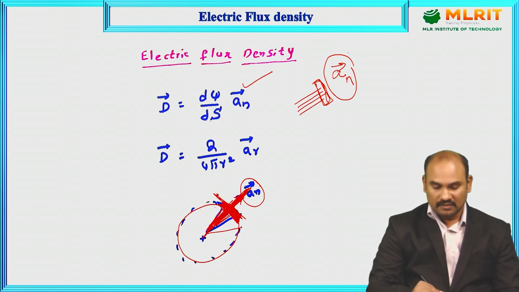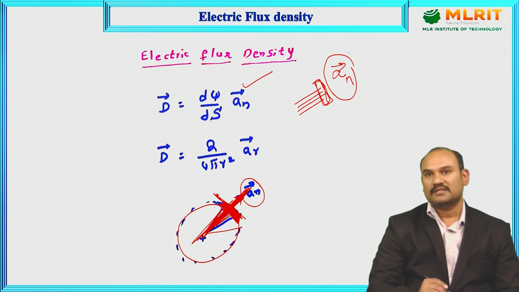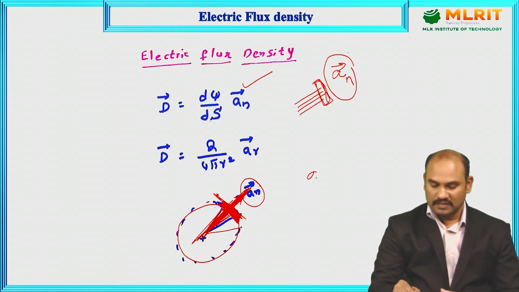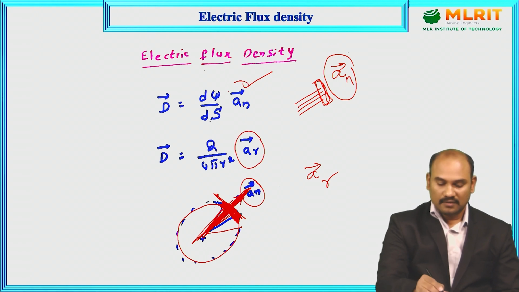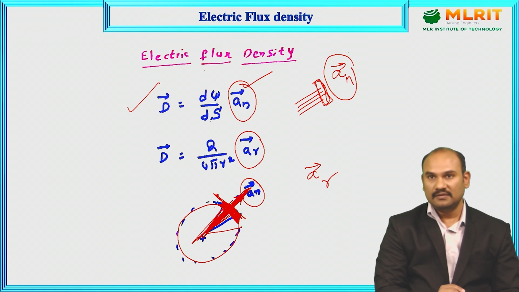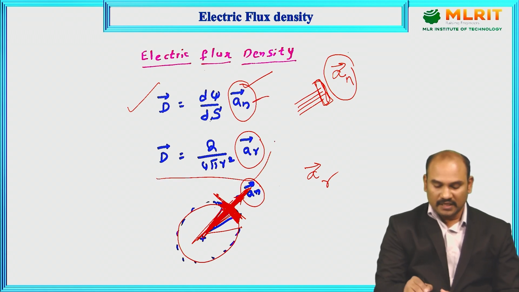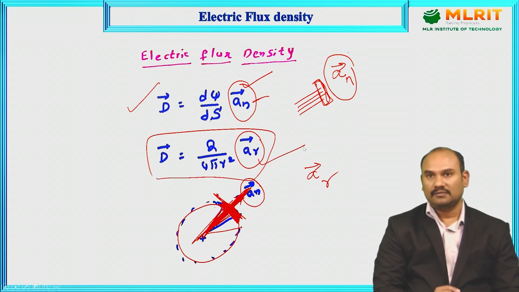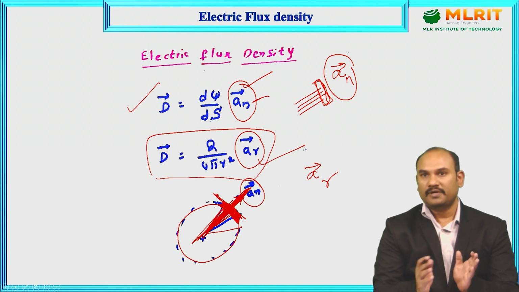Inside the sphere, this is called radius. So we say this also has radial direction. We can say a bar r. That is the reason I have written here a bar r and a bar n. In the mathematical definition of flux density, I have written a bar n. In the mathematical expression, I have written a bar r, radial direction, because both happen to be the same.